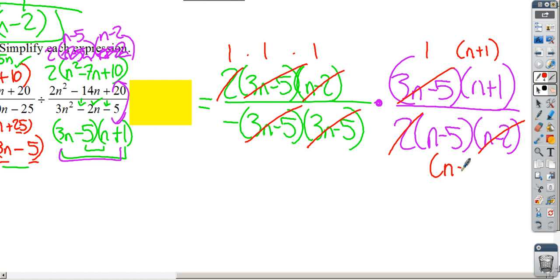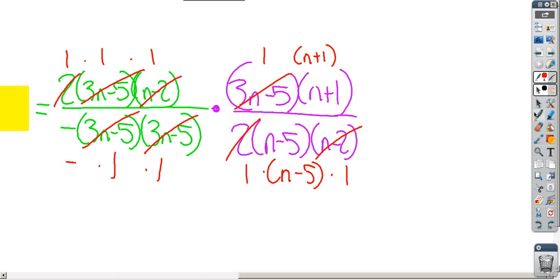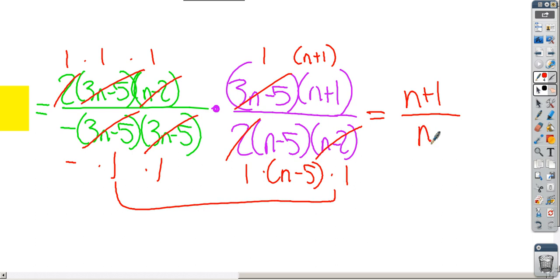We still have this n minus 5. Okay, that's a 1, and that's a 1. These are both 1's, and then we have this negative right here. So let's see what we can simplify this to. The top is going to be just n plus 1, because it's a whole bunch of 1's times n plus 1. And the bottom is going to be, this whole thing is n minus 5.